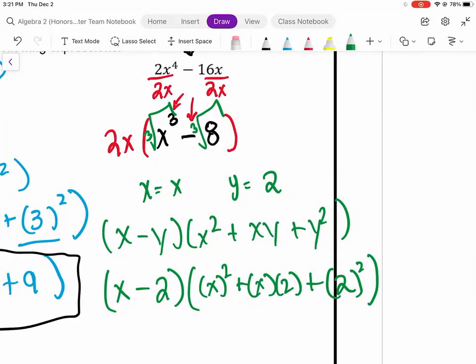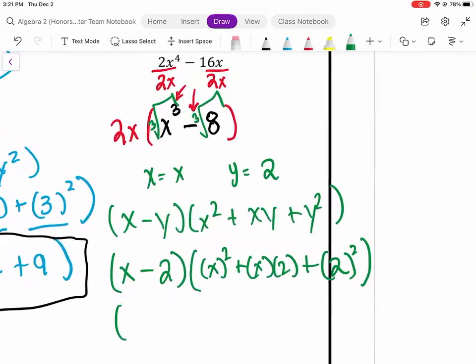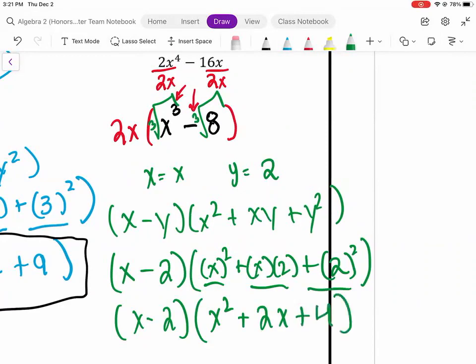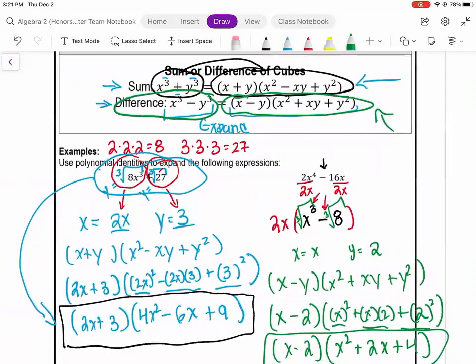But anyways, now that you plug everything into the formula or the identity, let's just call it identity, we can just simplify it. So that would be x minus 2. We know that x squared is just x squared, right? And then we got x times 2, which is just 2x. And then we got 2 squared, which is just 4. And that would be my answer. So again, we're going to be using identities to expand a polynomial expression, specifically the sum or difference of cubes. Remember, it has to have a plus or a minus, and they have to be cubic expressions for you to be able to do this.